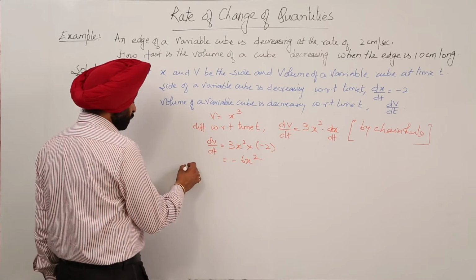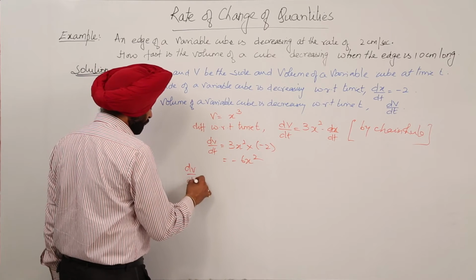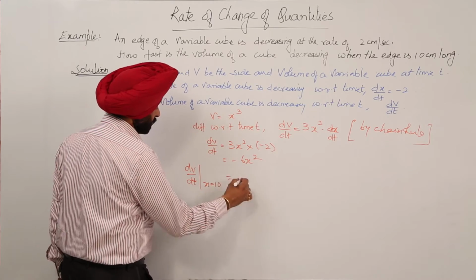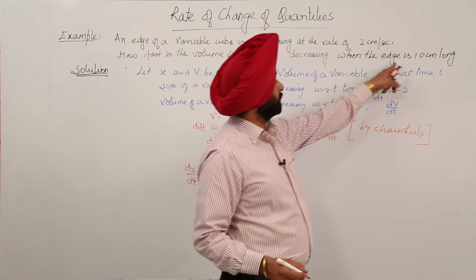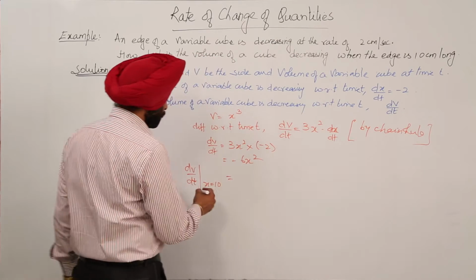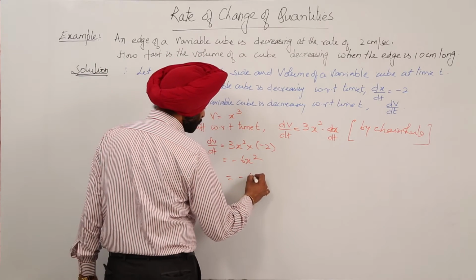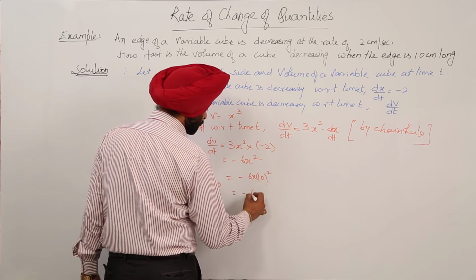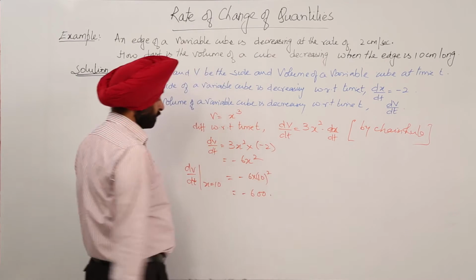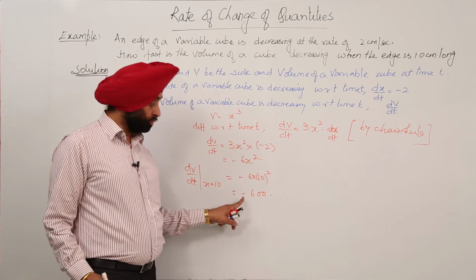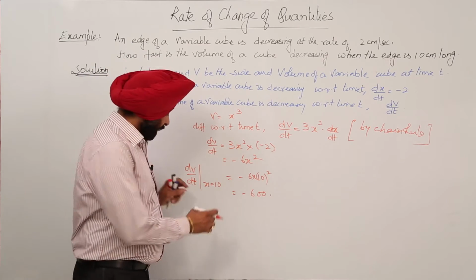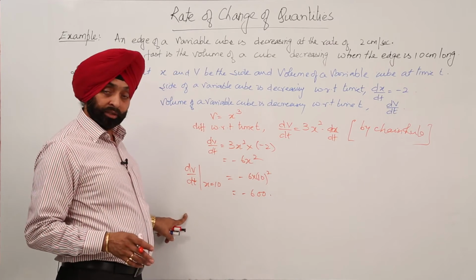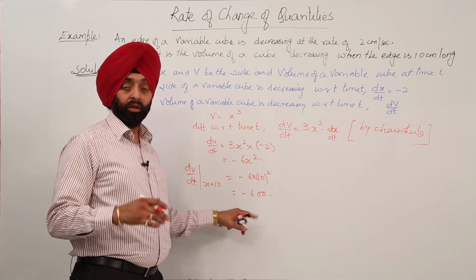Okay. Now if we write dV by dt at x is equal to 10. Now x is equal to 10 means what? When the edge is 10 centimeter long. Okay. So we have negative of 6 into 10 square. This is equal to minus 600. Now this negative, what I told you, basically shows that the volume is decreasing. Nothing more. Don't write the volume is decreasing with minus 600 with the units.